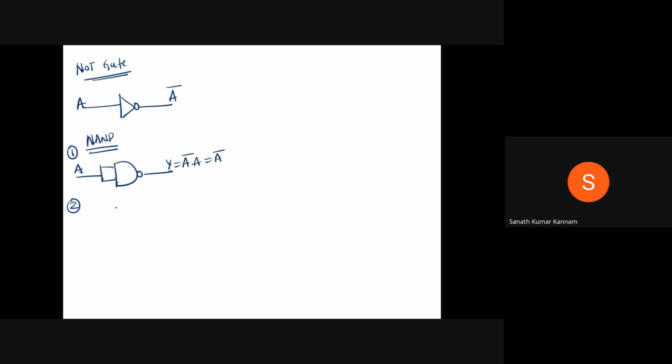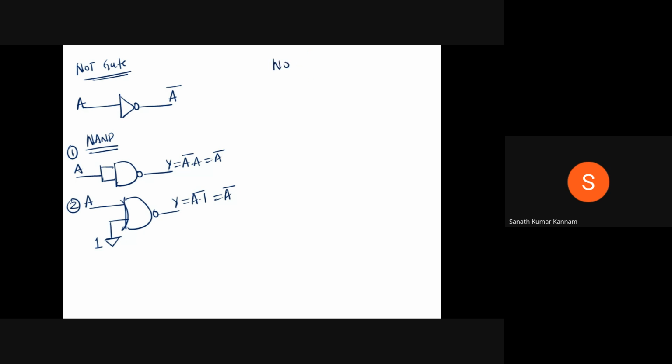The second representation uses the NAND gate with one input A, and the other input I need to connect to which one? Logic 1 or logic 0? I need to connect it to logic 1. So Y equal to (A and 1) whole bar, which is equal to A bar, since A and 1 equals A. So we are getting A bar. This is how I implement the NOT gate using a NAND gate.